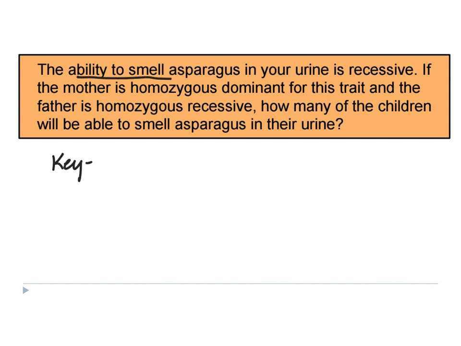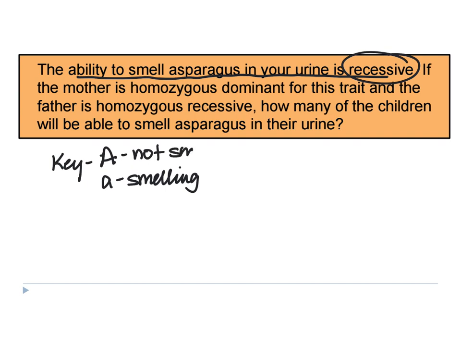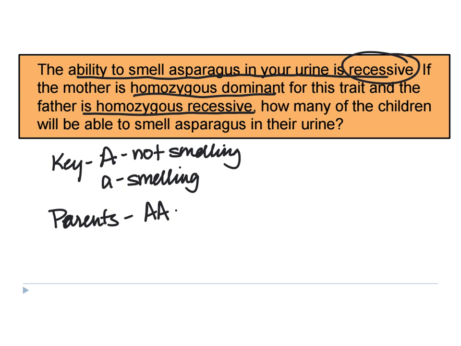It tells me that the ability to smell asparagus in your urine is recessive. So I'm going to choose big A and little a, and I'm just going to abbreviate the trait as smelling. Smelling is recessive and dominant is not smelling. I'm going to then figure out the genotype of the parents. They tell me that the mother is homozygous dominant. That's going to be big A, big A. And they tell me that the father is homozygous recessive. That's going to be little a, little a.